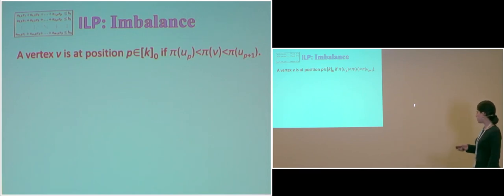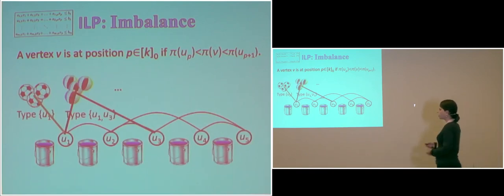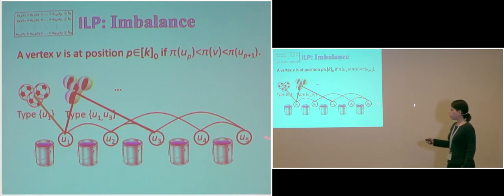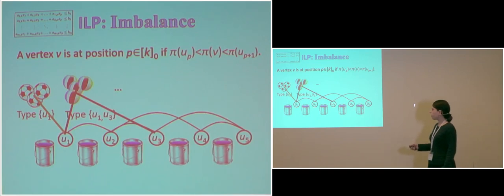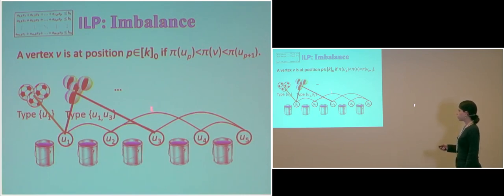Okay, so we have this, and let's look at our situation in a picture. We have an ordering of the vertices of the vertex cover. Say we have 5: U1, U2, U3, U4, U5, and we can think about it like we have buckets, where we can place the vertices of the independent set. We can place them in this position, in this position, in this position, here, here.